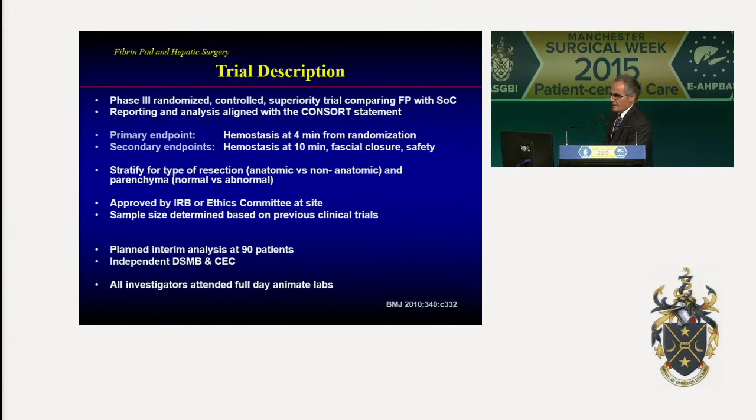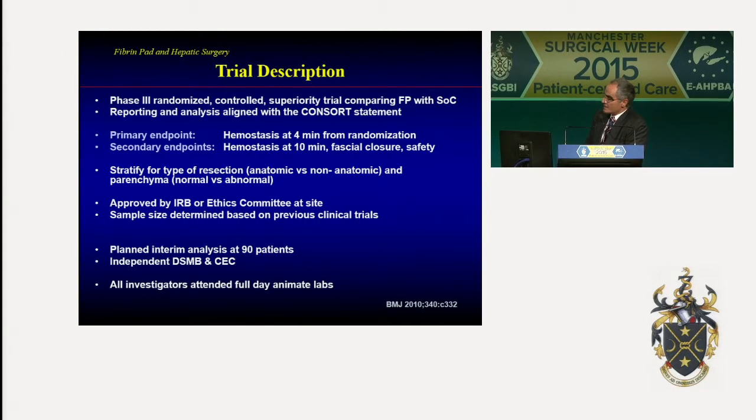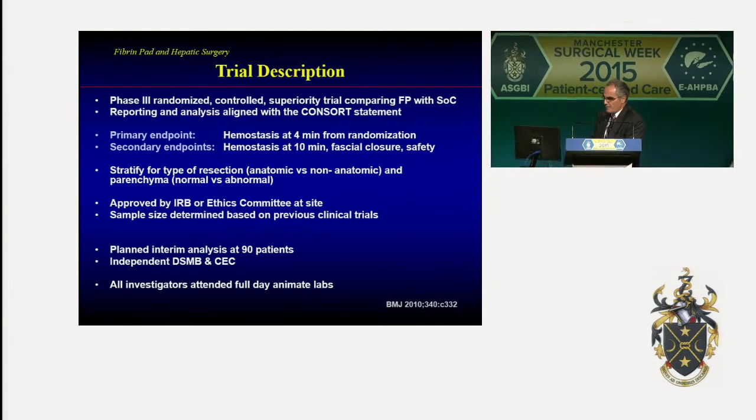This was a phase 3 trial that was randomised to compare the fibrin pad to standard of care for hemostasis at 4 minutes following randomisation and then 10 minutes in at fascial closure. We also wanted to address some safety issues. We stratified for the type of liver resection, which was anatomic versus non-anatomic, and the type of underlying liver parenchyma, which was normal versus abnormal.